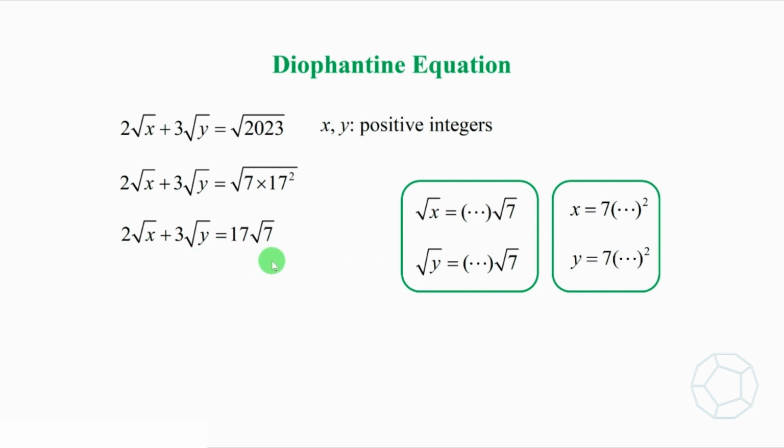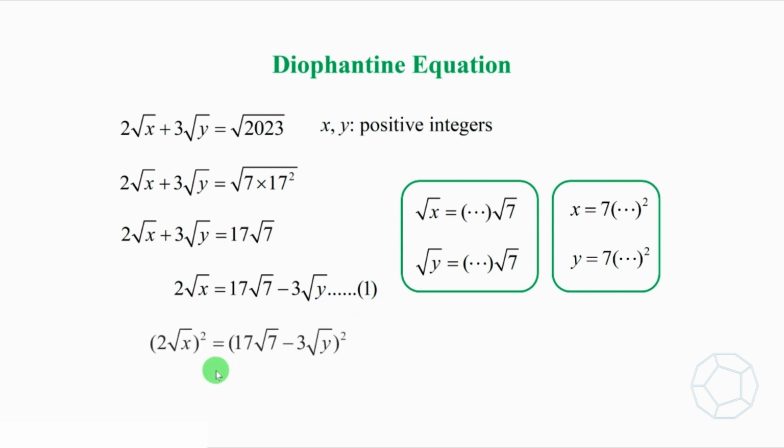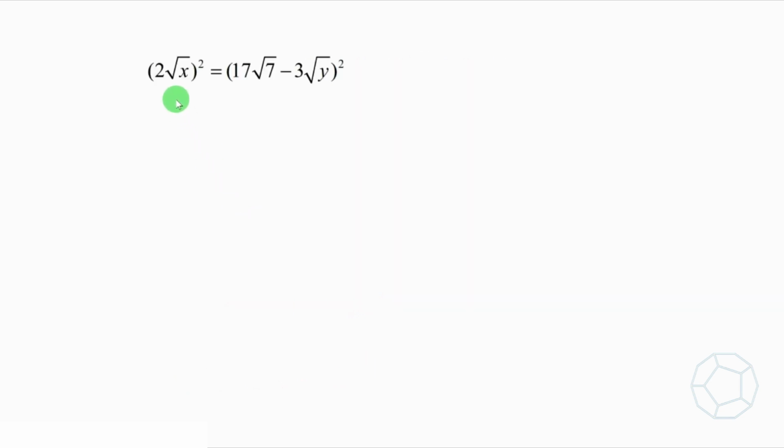To handle an equation with three terms, we'll have to square both sides. Before that, let's change the equation a little bit. We put 3 square root y to the right and call this equation 1. You will see the reason in a minute. Now, we can square both sides of the equation. The left-hand side is easy, it is 4x.